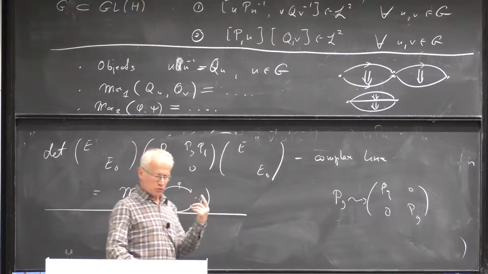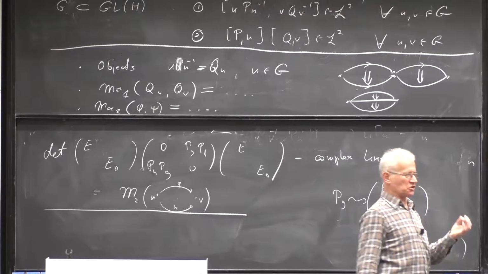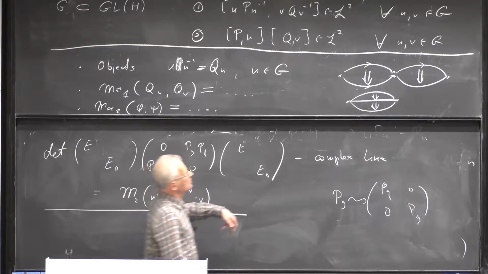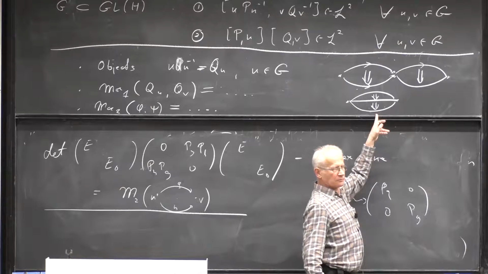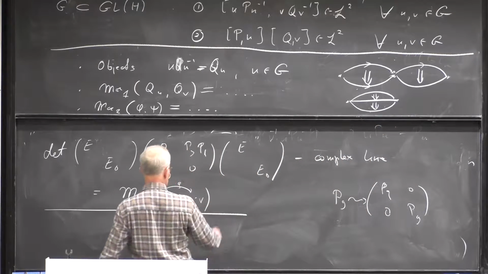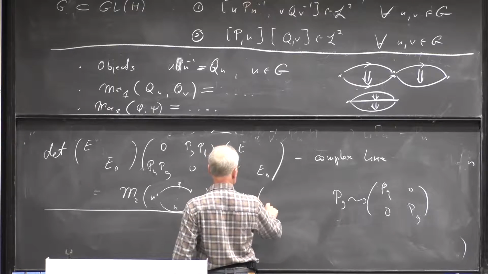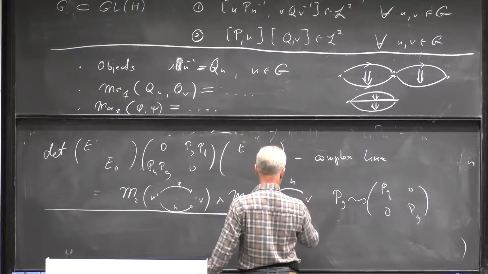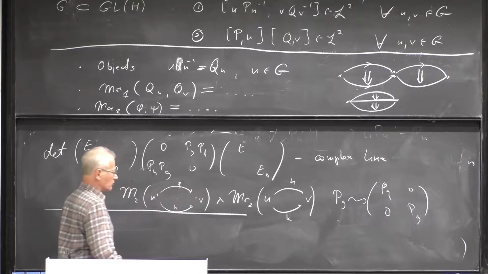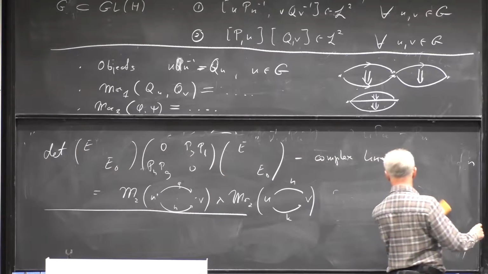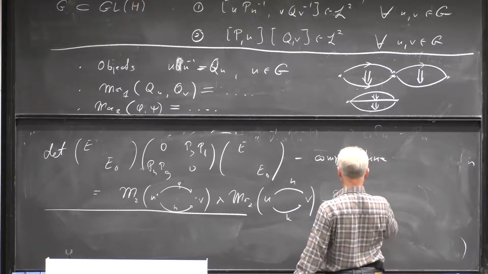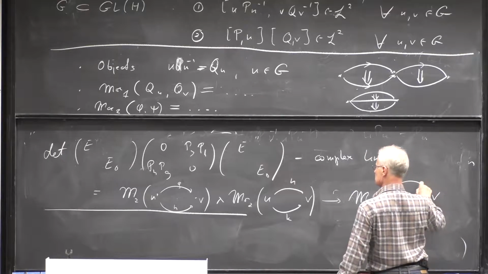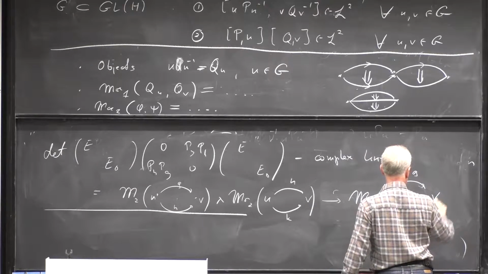Composition. Remember, there are two kinds of compositions of two morphisms that I need. One composition is two morphisms still from U to V, H, K. Then I have to go to two morphisms, U, E, G, K.